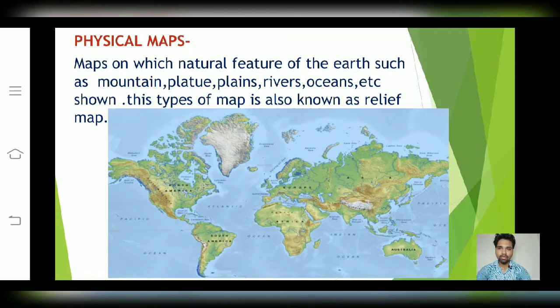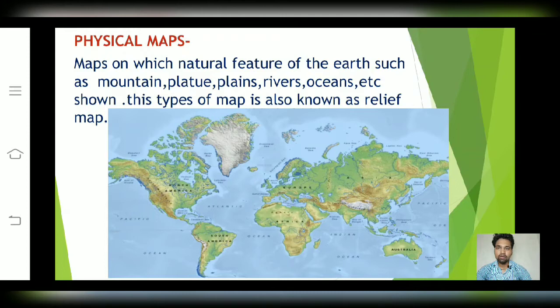Friends, in the given map, what do we see? We see that a world map is given here and it is shaded by different types of colors. Friends, these colors are not for a common purpose. These colorings have some special objectives. For example, if we are looking at the blue color, what do we understand from this? The blue color represents the presence of water.